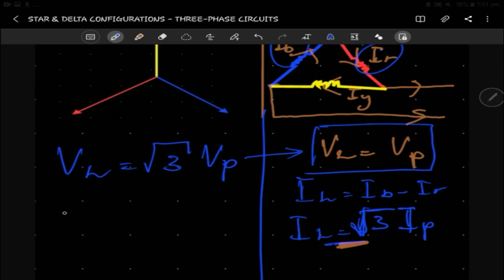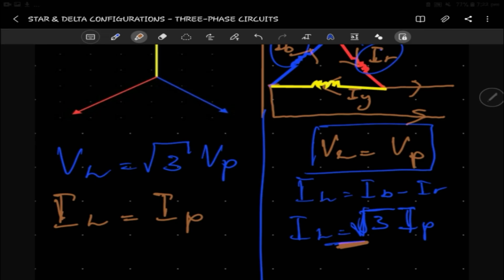And then when it comes to the current, the line current in star, right, we have a similar relationship to that of the voltage in the delta. So that'll be I_L being equal to, sorry, I_L being equal to I_P.